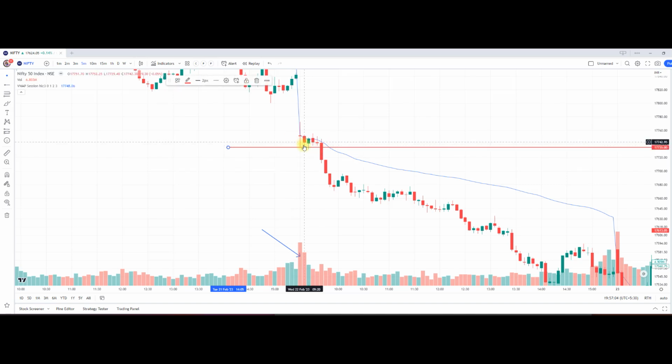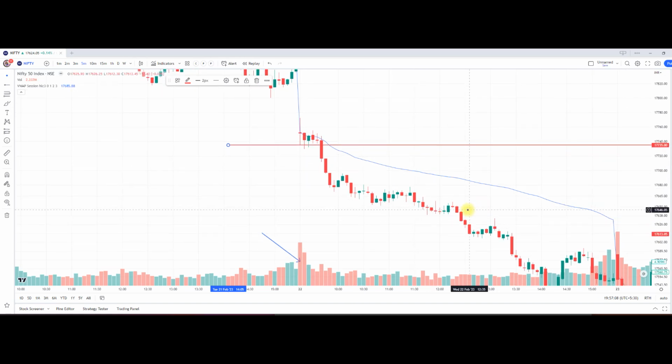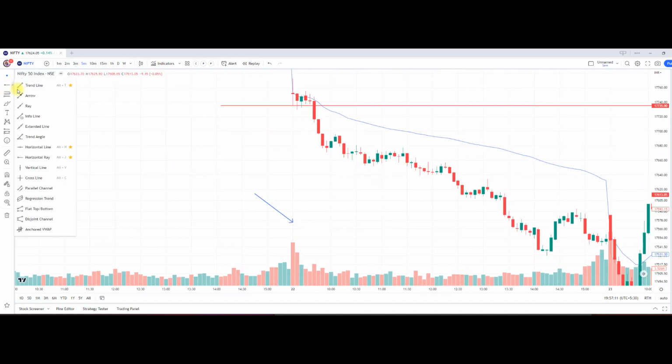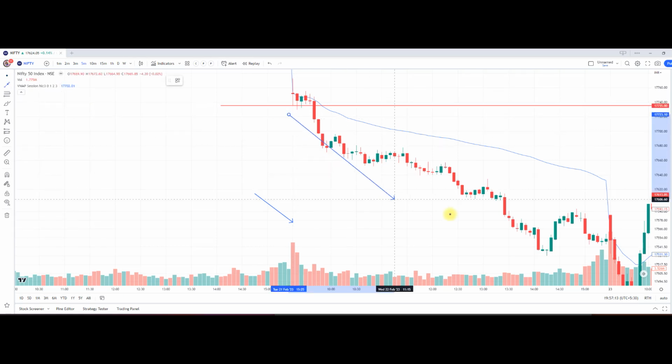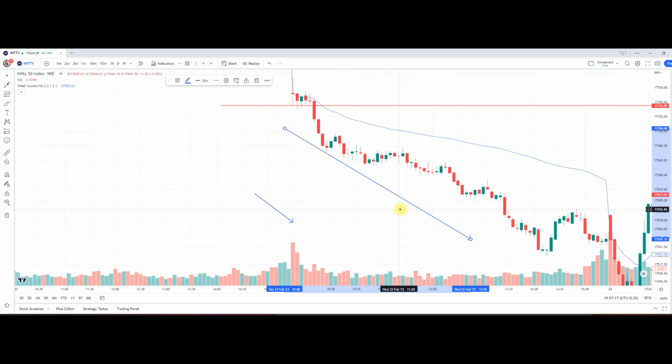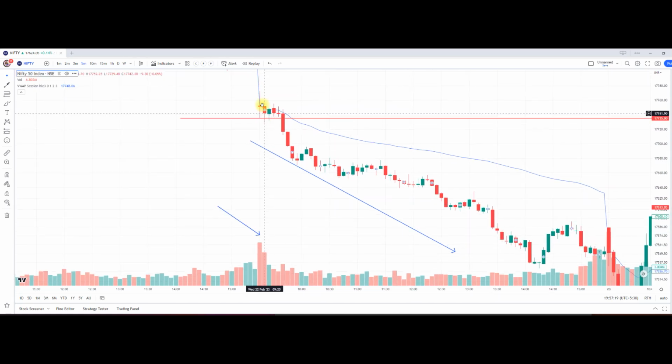This candle also gave a close below the VWAP, and you can see on that day how the price was in a downtrend, that is, we got a down move on that particular day. So the stop loss will be the high of this red candle. So this is how we need to trade with the volume.